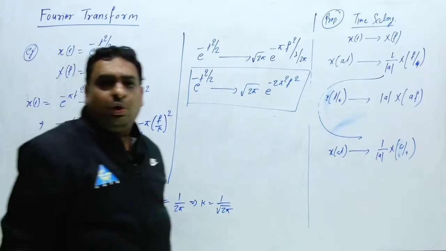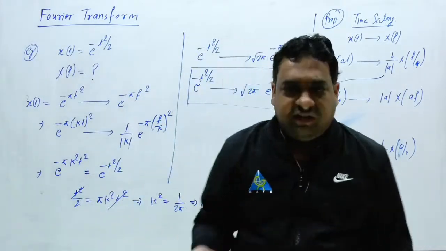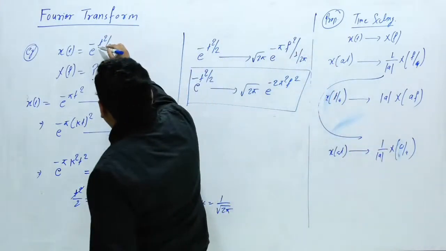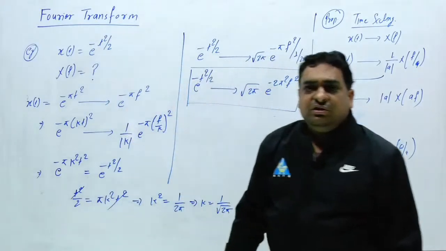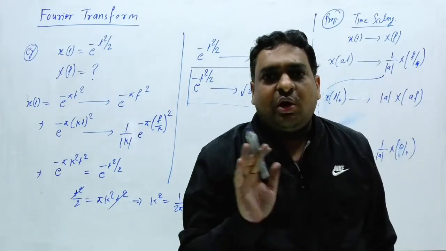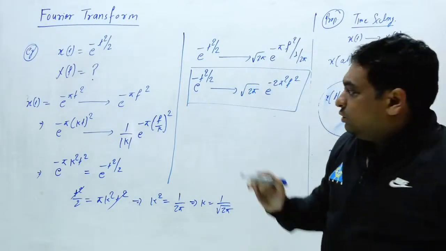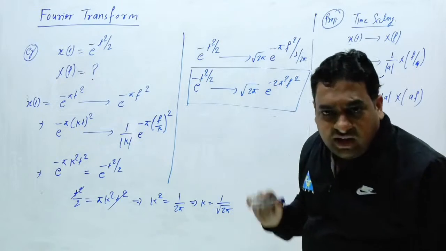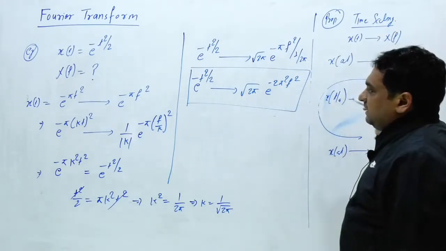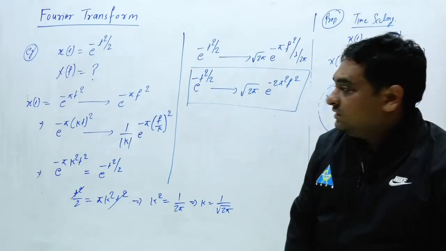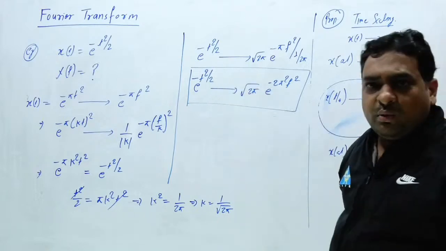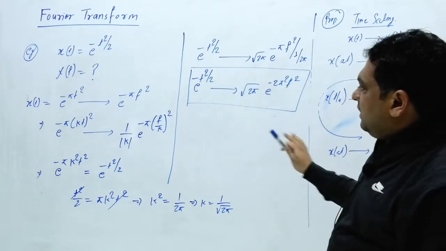Clear this thing? You will not get the exact Gaussian, but you will get a t square term here. So just remember, this will be solved by the standard property, by the standard Gaussian signal. By the standard Gaussian signal, you can apply the scaling property here. Clear this thing? Now I can provide you any kind of Gaussian function to solve.